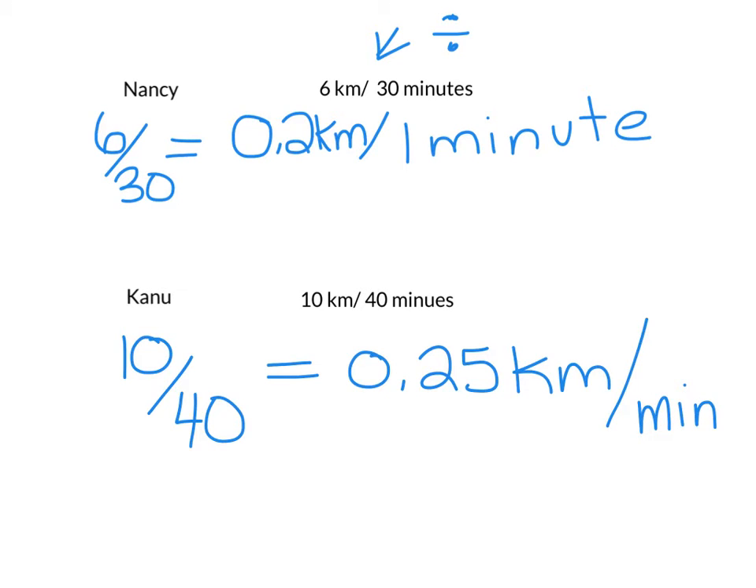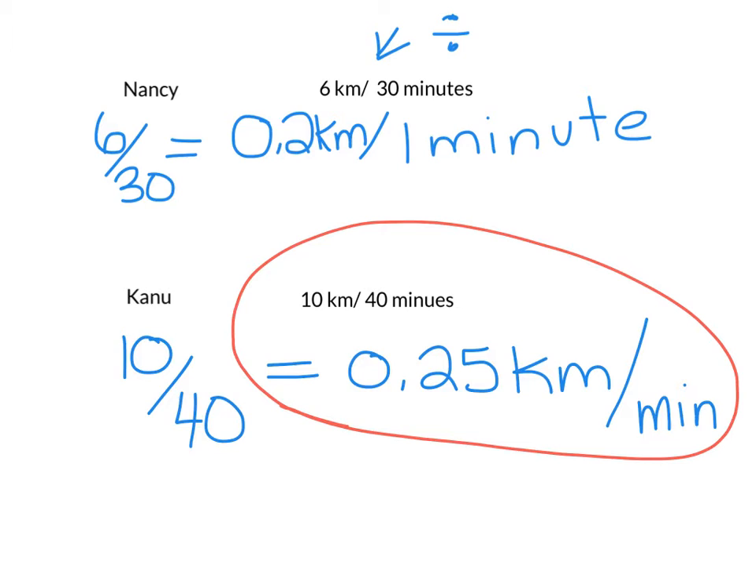So the question is, who ran faster? Well, I think we could see that. We were guessing that it was this one. And it's because his number here is bigger than Nancy's for how many kilometers he runs in 1 minute.